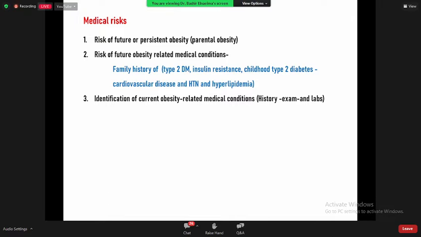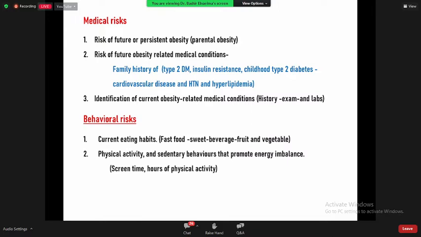A third point is identification of current obesity-related medical conditions. And how can we identify that? By the following: you have to take history, looking for the complications, and you have to do examination, looking for the complications, and you do certain lab investigations for obesity comorbidity. So this is the medical risk.